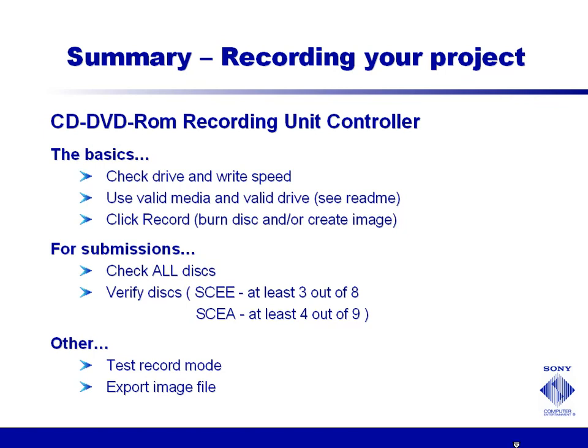So to summarize using the recording unit controller, the basic things you must do are check the drive and write speed, use valid media and valid drive, see the README that comes with the package, and click record and choose burning disk or create an image. Then for submissions you must remember to check all disks and verify the correct number of disks depending on your territory. Then the other options you have are test record mode and the export image file option.